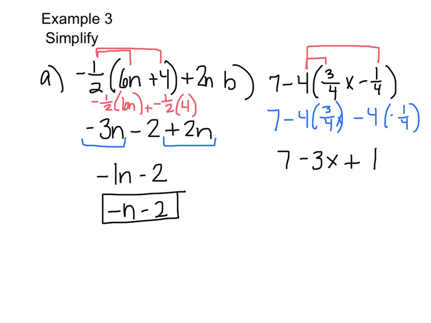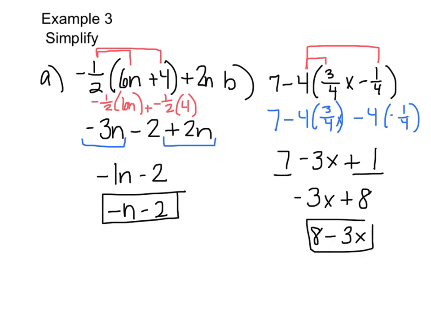And now we combine like terms. Like terms, negative 3x, plus we can combine 7 plus 1, which is 8. We could also leave it as 8 minus 3x. Either one of these would be an answer that is correct.